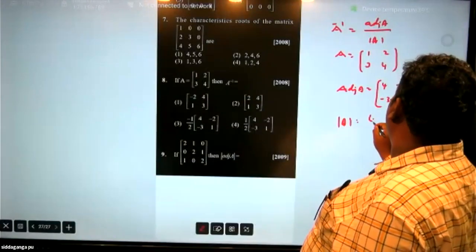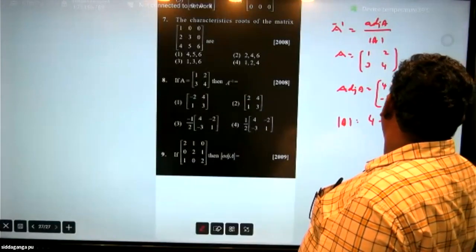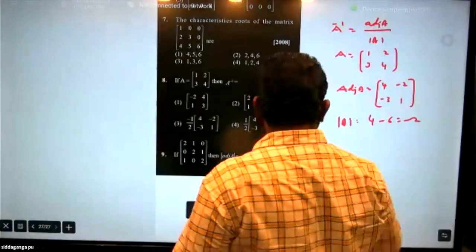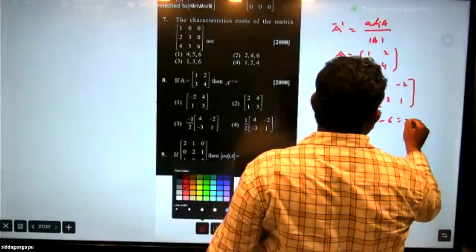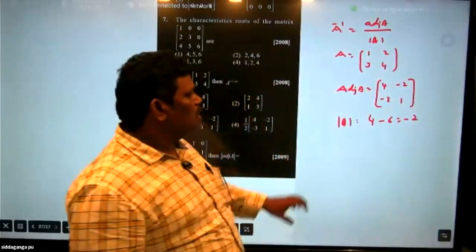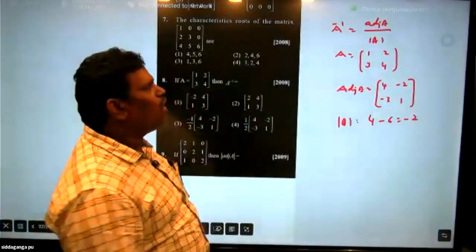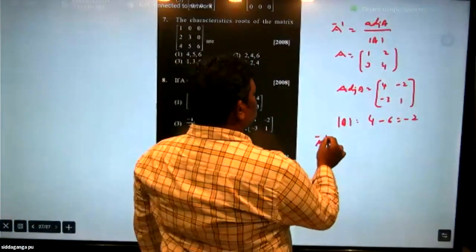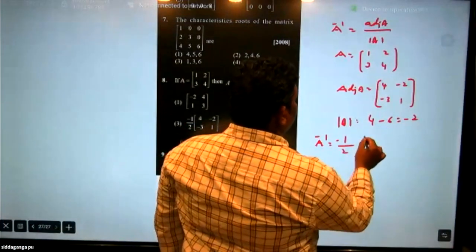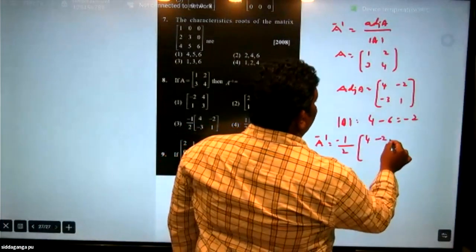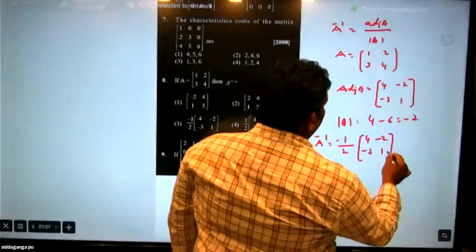Now we calculate determinant A. The value is 4 minus 6, which is minus 2. These two values we replace in the above formula. So A inverse is equal to adjoint A by determinant A, which is minus 1 by 2 into adjoint A, 4, minus 2, minus 3, 1.